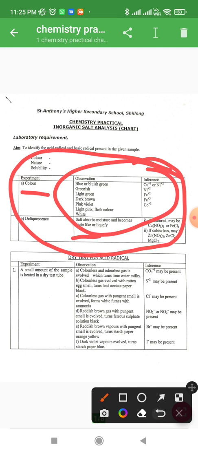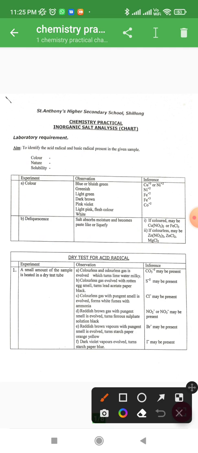Deliquescence means if you leave the salt open for some time in the open air, if the salt absorbs the moisture from the atmosphere and turns to a liquid, then we call it a deliquescent substance. So common deliquescent substances are copper nitrate, ferric chloride, and these are colored, and the colorless ones are zinc nitrate, zinc chloride, magnesium chloride, etc. Alright, now let's go to the writing part.